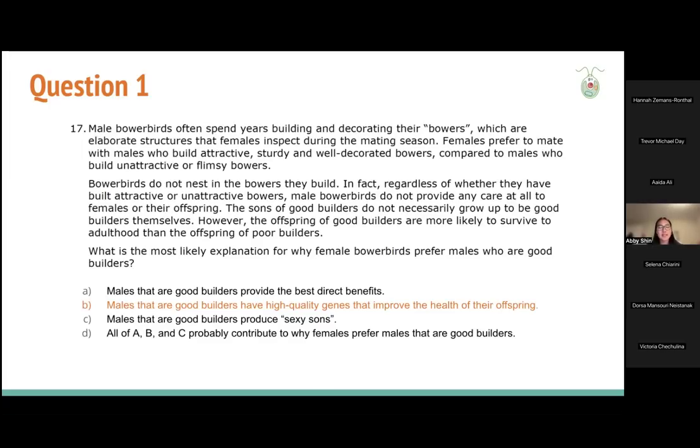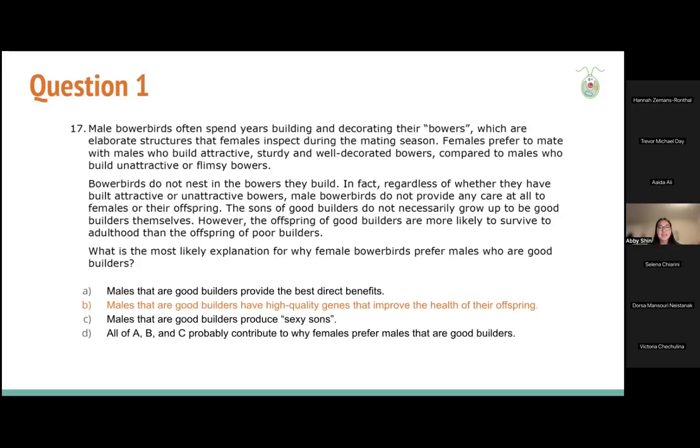So A is wrong because the words in the passage specifically relate to that if male bowerbirds do not provide any care at all to their offspring, which indicates that there's actually no direct benefits provided, meaning that A would be wrong because it's saying that those males would provide the best direct benefits. And if we look at C, it says the scenario within the paragraph, it says that the females prefer to mate with males who build attractive bowers and not mating with the attractive males, essentially to produce those sexy sons.